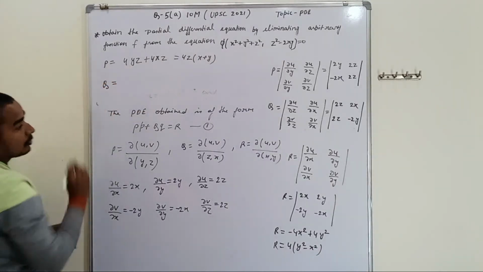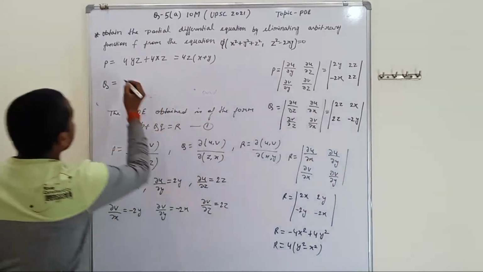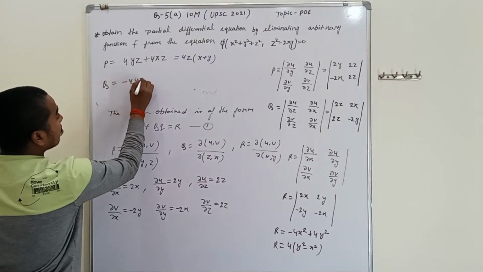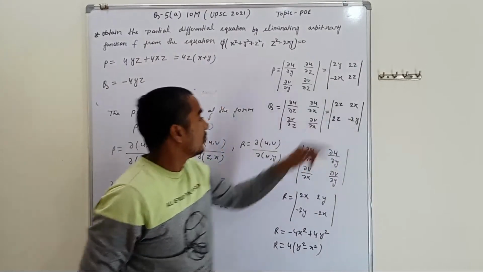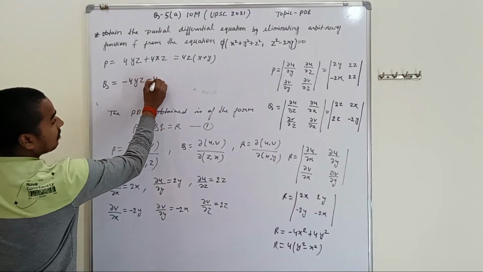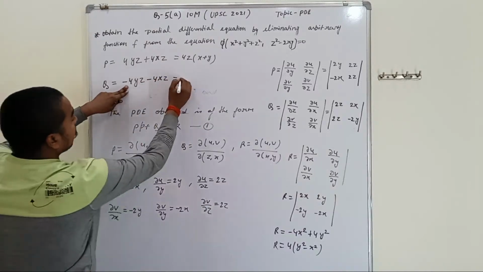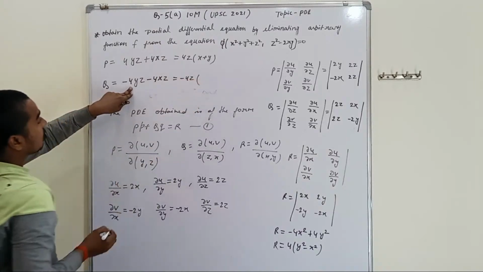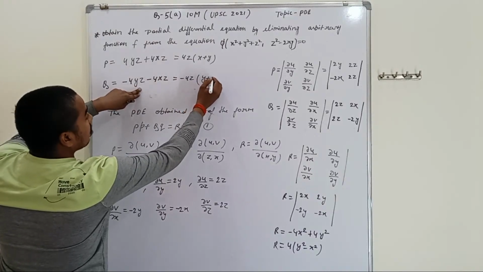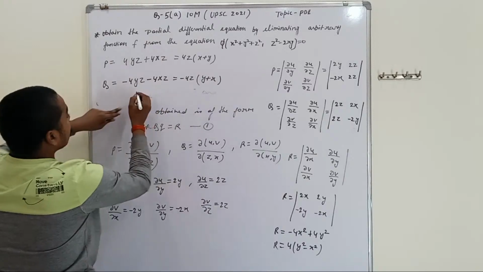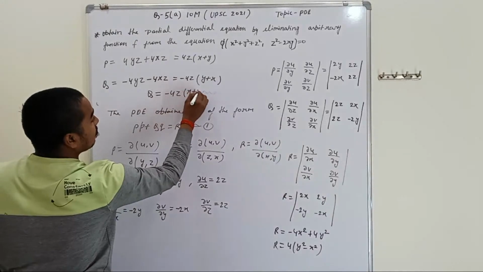And solving for q, that is q is equal to, on cross multiplication, that is minus of 4yz, and cross multiply this side, that is minus of 4xz. From here taking minus of 4z common, that is y plus x. We can also write q is equal to minus of 4z times x plus y.